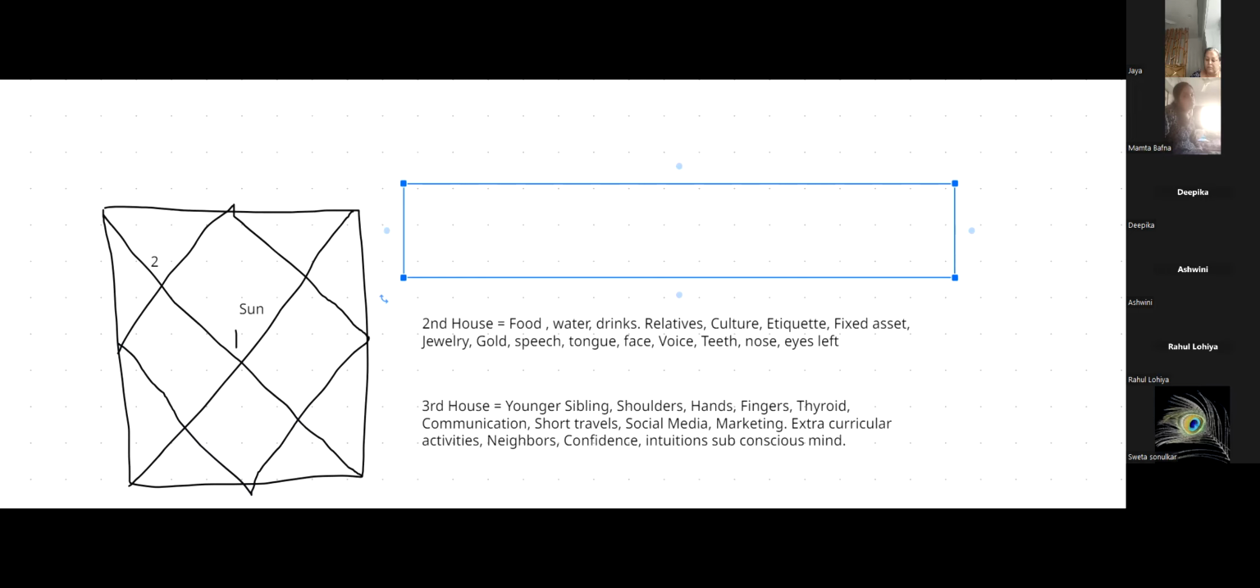Here, another important thing to remember, if you are wearing a jewelry, say a necklace, then that necklace is part of fourth house. Let's say you are wearing a Mangal Sutra. So if you are wearing it, then it is part of fourth house. But if you have put it into the locker, then it is second house.